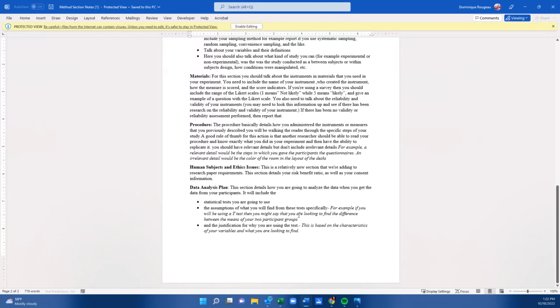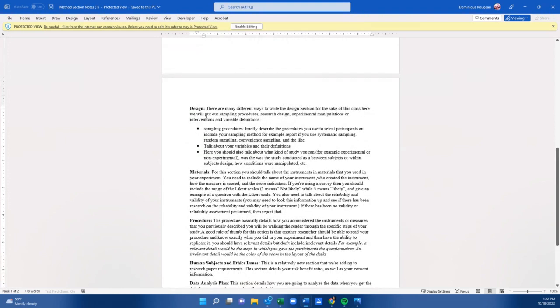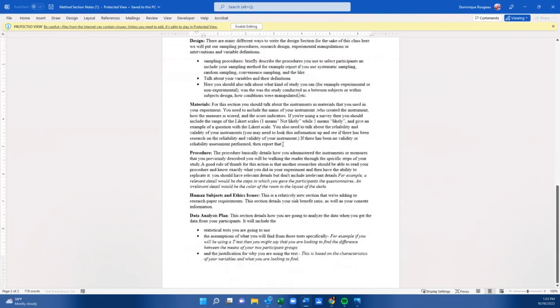And then the last part is your data analysis plan. That data analysis plan is different from your design. In your design, you're just talking about overall what kind of experiment or what kind of study it is. Is it a correlational study? Is it experimental? Is it non-experimental? Is it ex post facto?